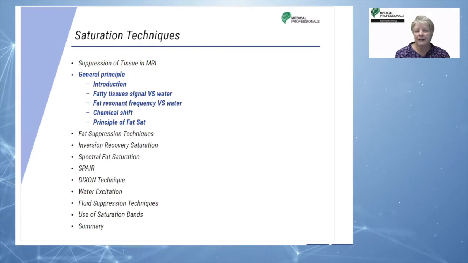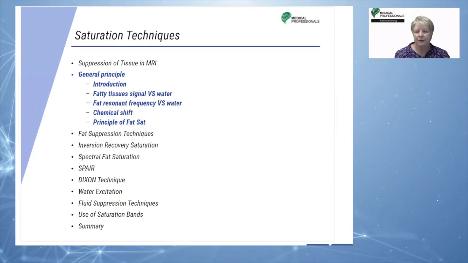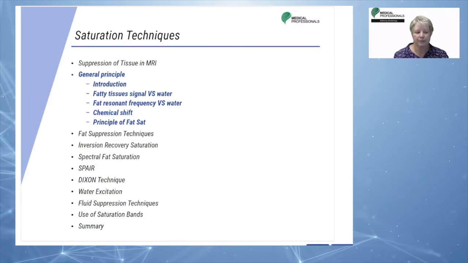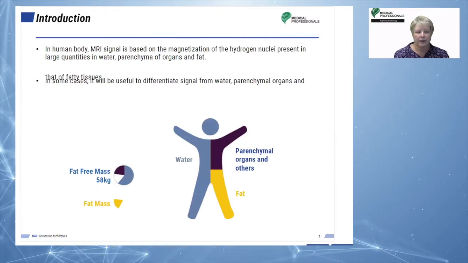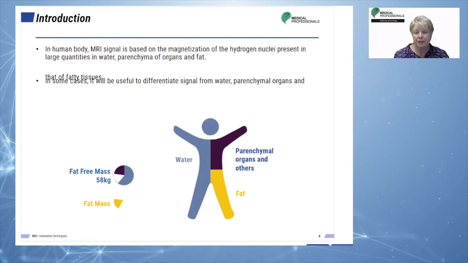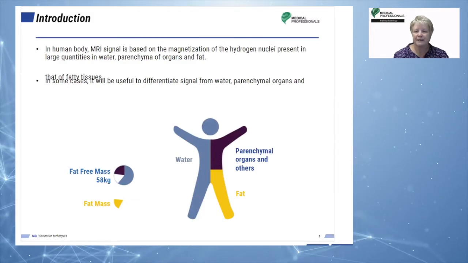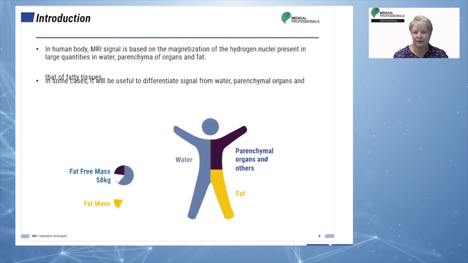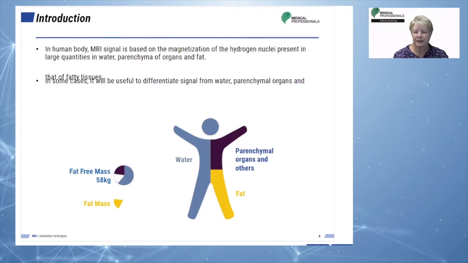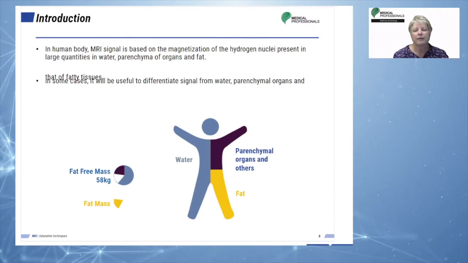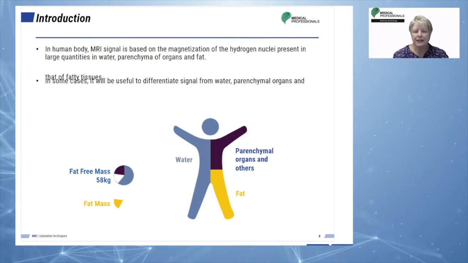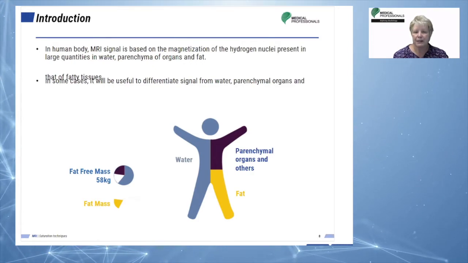We will be learning several different techniques for fat and fluid suppression. But first, there are some general principles to review. If you recall, in MRI, the signal used to create an image is based on the magnetization of the hydrogen protons. Hydrogen protons are present in large quantities in the fluid of water, organ parenchyma, and fat. As we see here, water is the most abundant of the three.